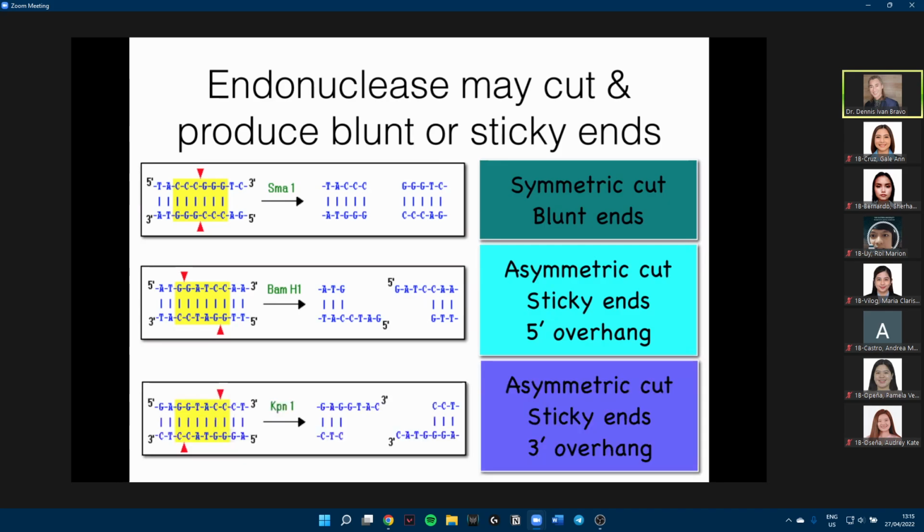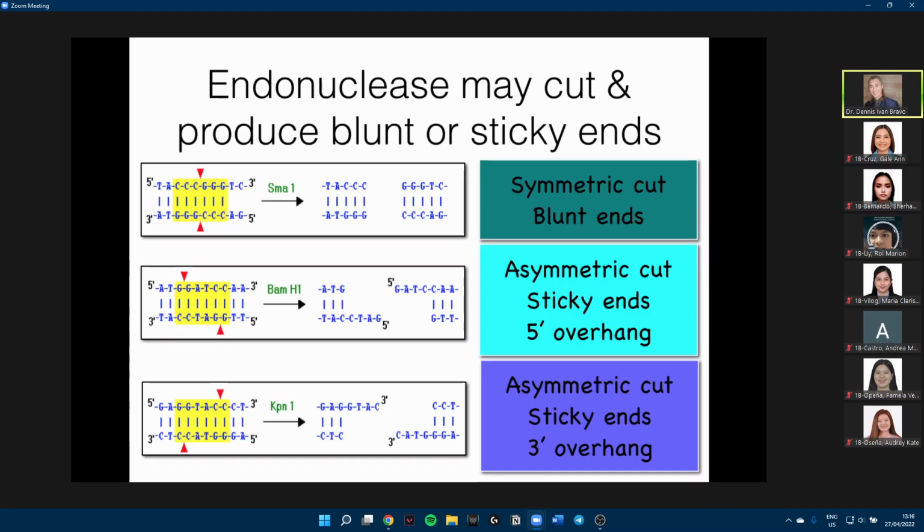Well, the third possible outcome is exemplified by this enzyme. Just like the second one, it also cuts off center, so it's also an asymmetric cut. But rather than producing a 5' overhang, what is produced here is a 3' overhang. Nonetheless, the ends are still said to be very sticky.